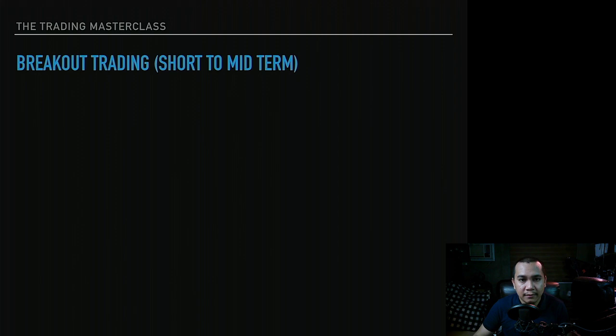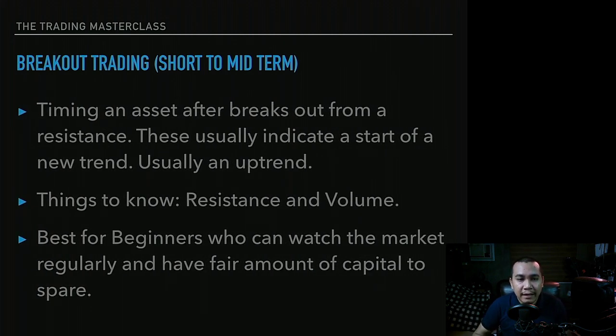Breakout trading. Right, a breakout trading is good for short to mid-term investment, right? For trading. Timing an asset after it breaks out from a resistance, right? I'm going to teach you what resistance is in a bit. These usually indicate a start of a new trend, usually an uptrend, meaning the stock is going to go up, and that's what makes you earn, right? So that's very important, catching an uptrend. The things that you need to know for this strategy is resistance and volume.